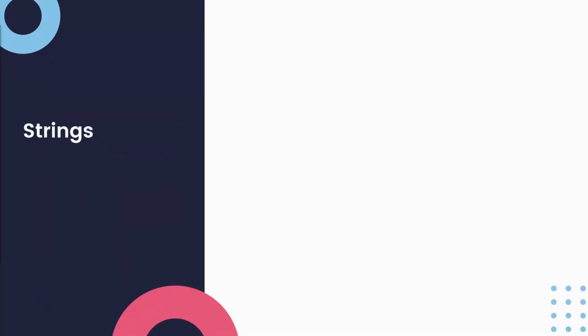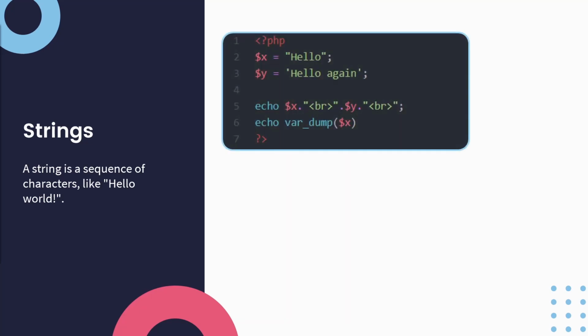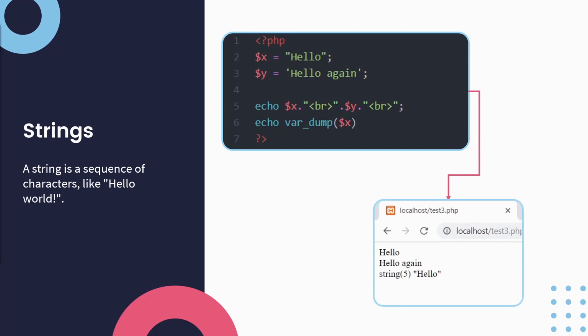Now, strings are fairly easy to understand, and they are pretty straightforward. A string is essentially a sequence of characters like hello world, or your name, or your surname, or an address. A string is basically just a bunch of characters put together, and they can include both numbers as well as letters. So here's an example of what a string looks like.